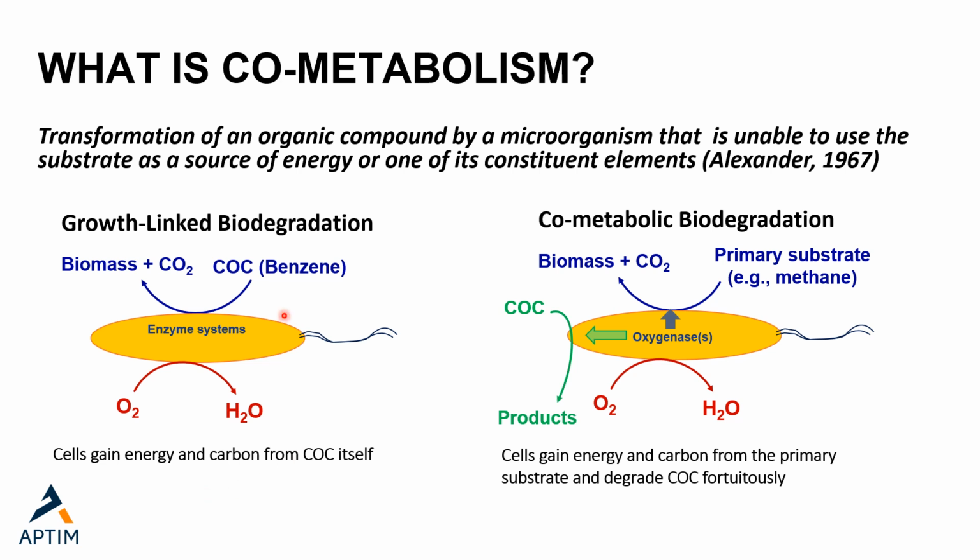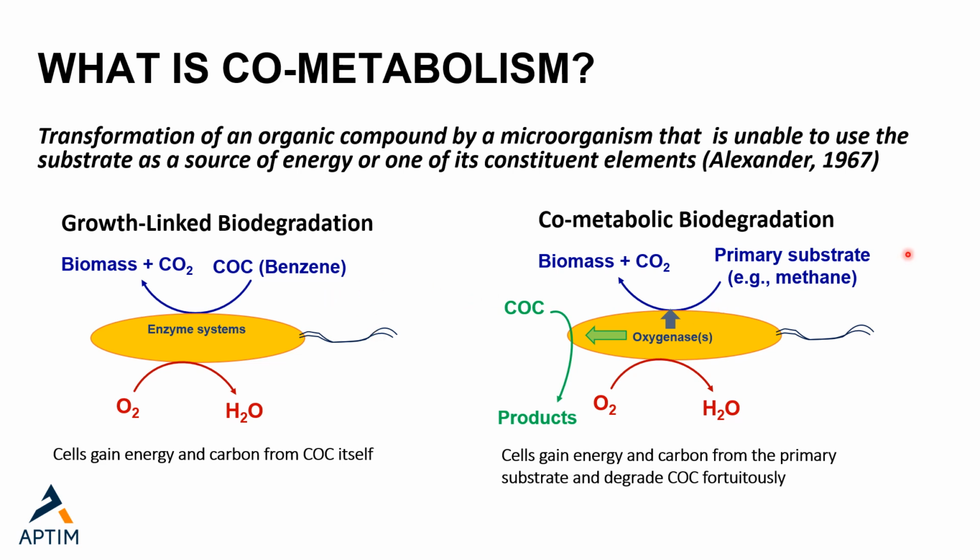So if we look at this diagram on the left, this would be a bacterium, and it's degrading a contaminant of concern like benzene aerobically. So that benzene will be degraded by a series of enzyme systems, create carbon dioxide, and the cells will grow, creating new biomass, and they use oxygen as a terminal electron acceptor. So by this process, the cells gain energy and carbon from the contaminant itself.